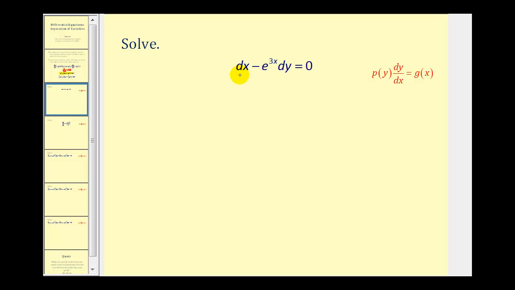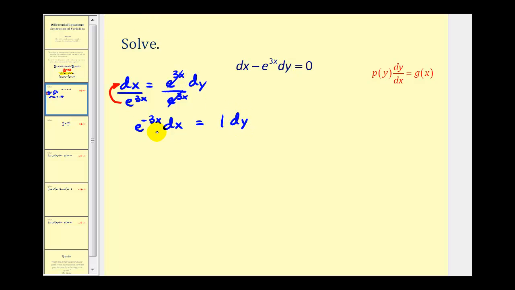Again, first we want the x's on one side and y's on the other. So if we add e to the power of 3x dy on both sides, we would have dx equals positive e to the power of 3x dy, but we don't want this x on the right side, so now we can divide both sides of the equation by e to the power of 3x. On the left side, we're going to move this up into the numerator, which remember is going to change the sign of the exponent. So we'll have e to the power of negative 3x dx must equal, this simplifies to 1, so we have dy or 1 dy.